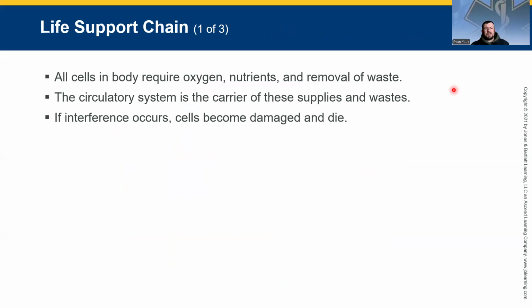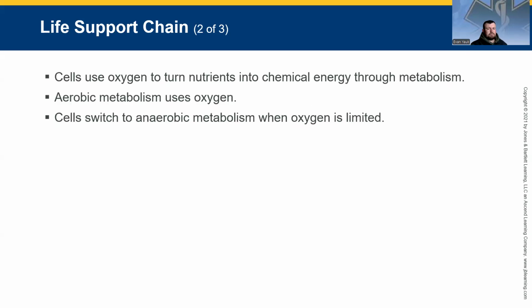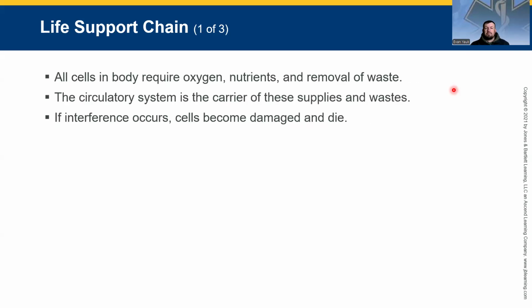So, life support chain. All cells in the body require oxygen, nutrition, and removal of waste. The circulatory system is a carrier of these supplies and waste. If interference occurs, cells become damaged or can and will die. If cells die, then we have tissue death, and then it goes downhill from there. A lot of this focuses on our brain. We have to constantly be feeding the brain with oxygen and nutrition, and when we lack it for a very small amount of time, we are in big trouble.